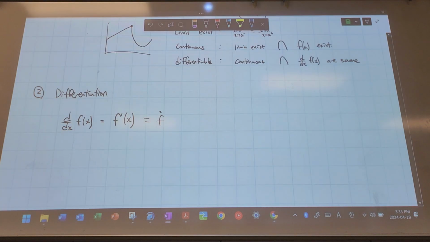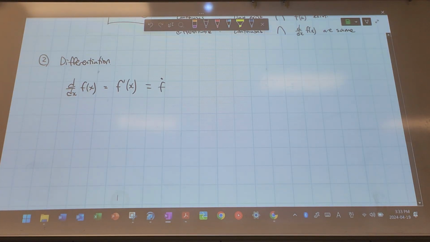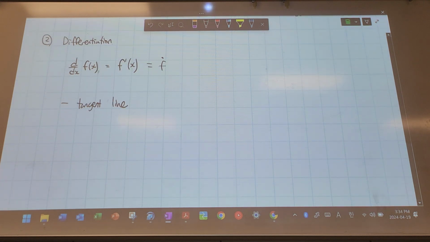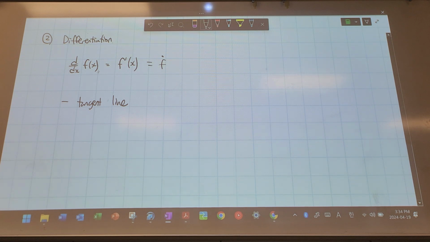Other than the standard derivatives, let's talk about the tangent line. So what is a tangent line? Well, if you find the differentiation of f of x at a point x equals a, let's say, then we say that differentiation, or f prime of a, is equivalent to finding the gradient at x equals a, right?